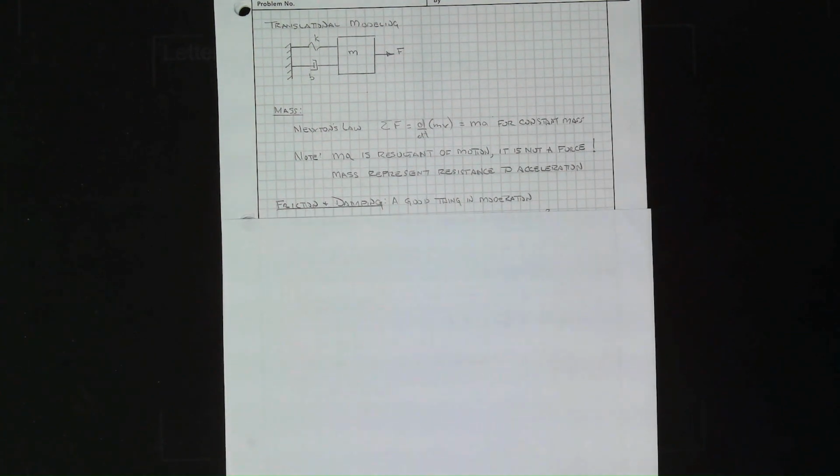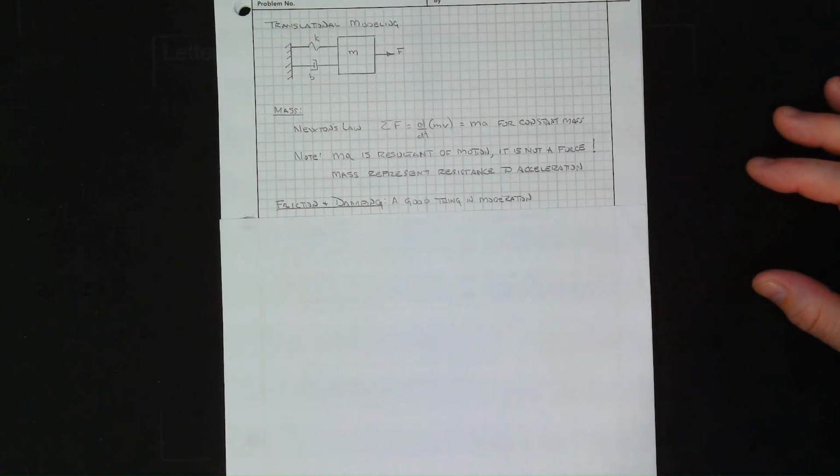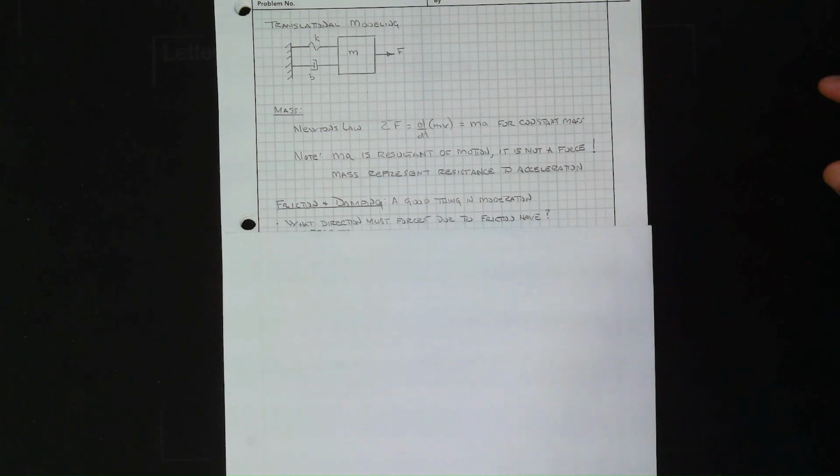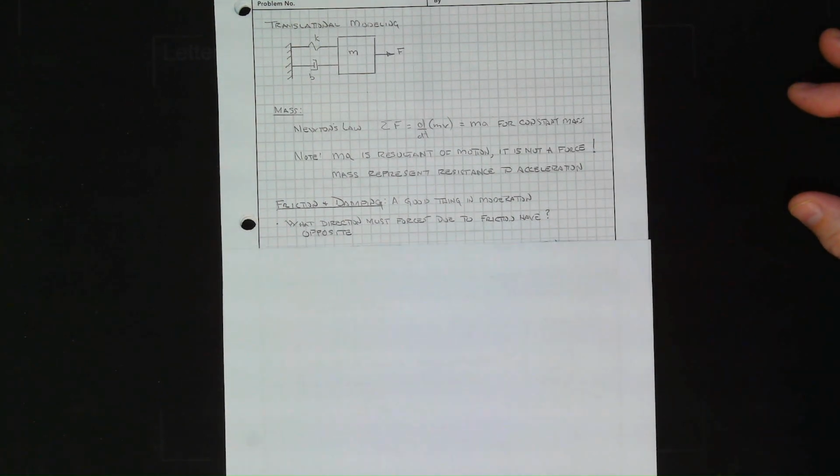Anyway, friction and damping. It's a good thing in moderation, is what I would tend to say. Because if you were constantly walking around on ice where there's no friction, you couldn't get anywhere. So friction helps us. Just don't need too much of it. All right. What direction must forces due to friction have? The opposite of your motion. They go in the opposite way.